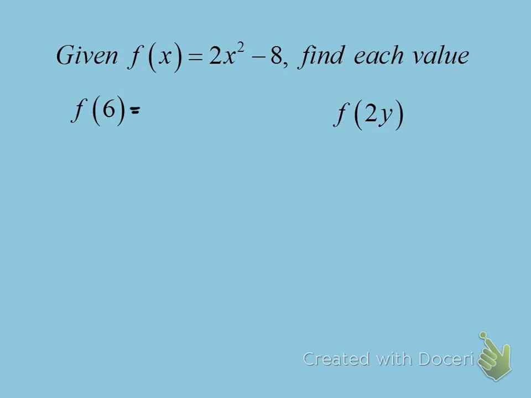So, f of 6 means we're going to take 6 instead of x. And then we're just going to do this right side, right? This left side tells you what to do. The right side's what you do. You do it. Here's where you have to follow your order of operations. So exponents first, right? So you're going to square 6. So 6 squared is 36.